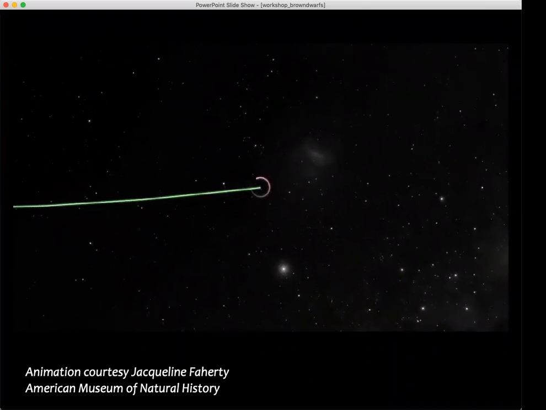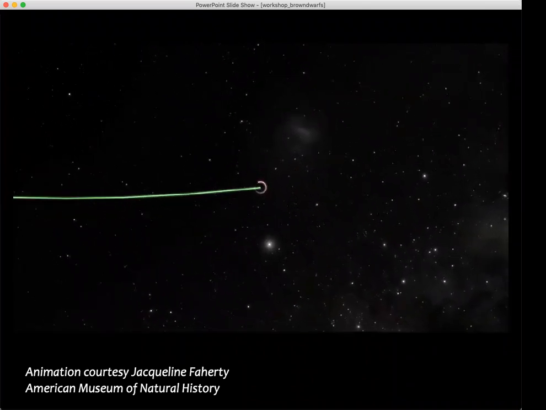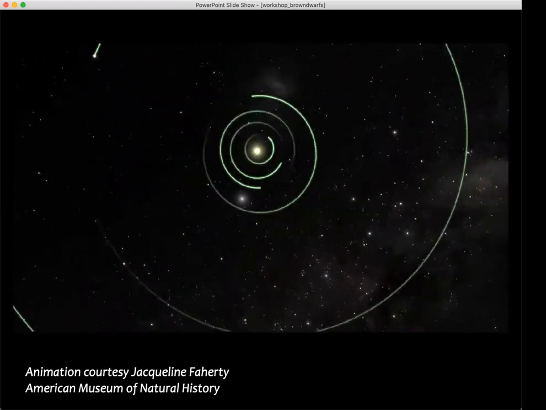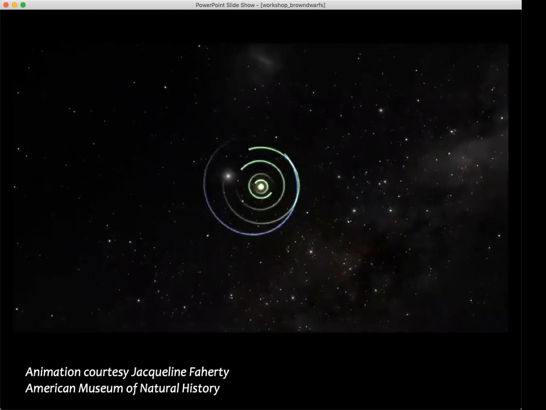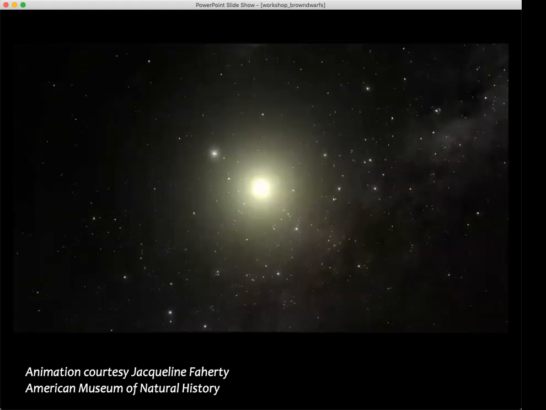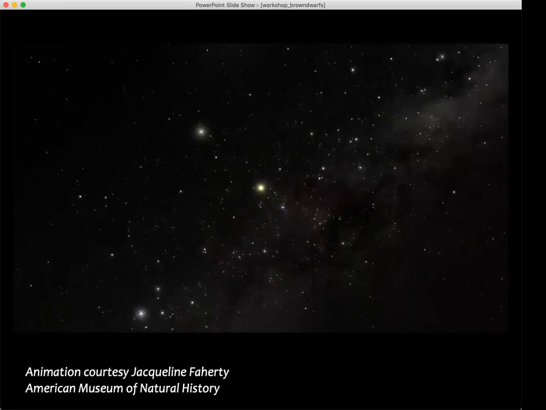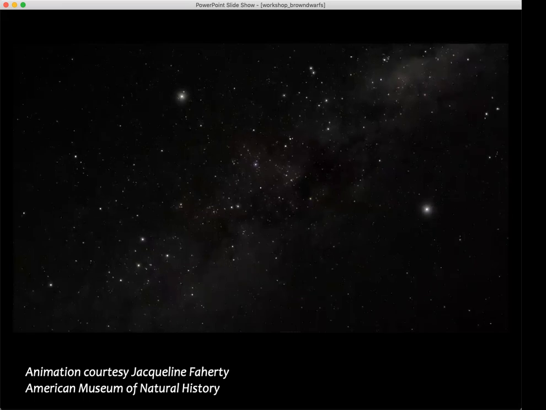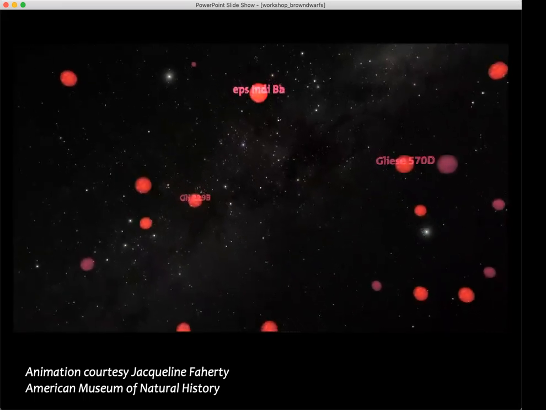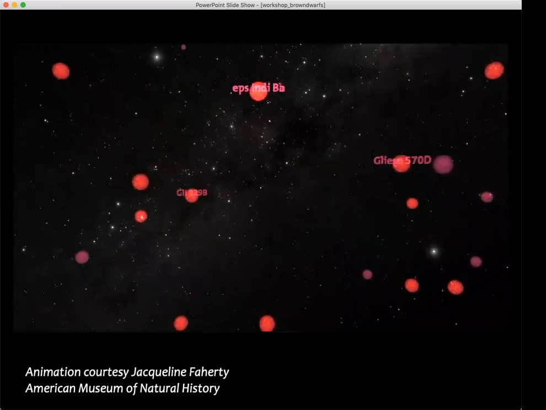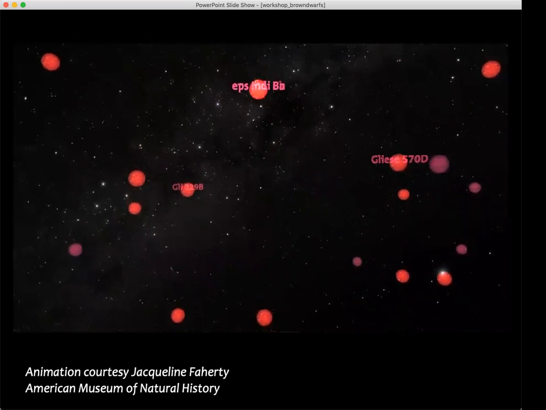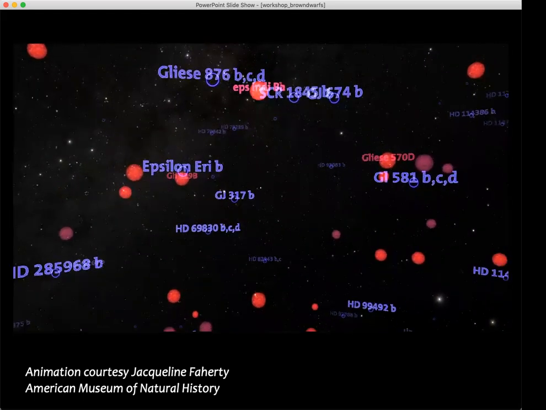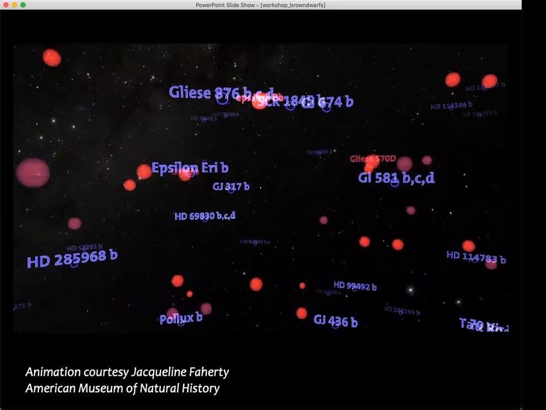I mentioned that brown dwarfs are everywhere. This is a nice animation that my former grad student, Jackie Faraday, put together. We're zooming out from our solar system in this visualization, and pretty soon you're going to start to see our solar neighbors come into view, and they're going to start to get labeled. So anything that you see in red there are the known brown dwarfs in the solar neighborhood. And there's quite a few of them. Everything you see in blue there are systems that have planets in orbit around them.